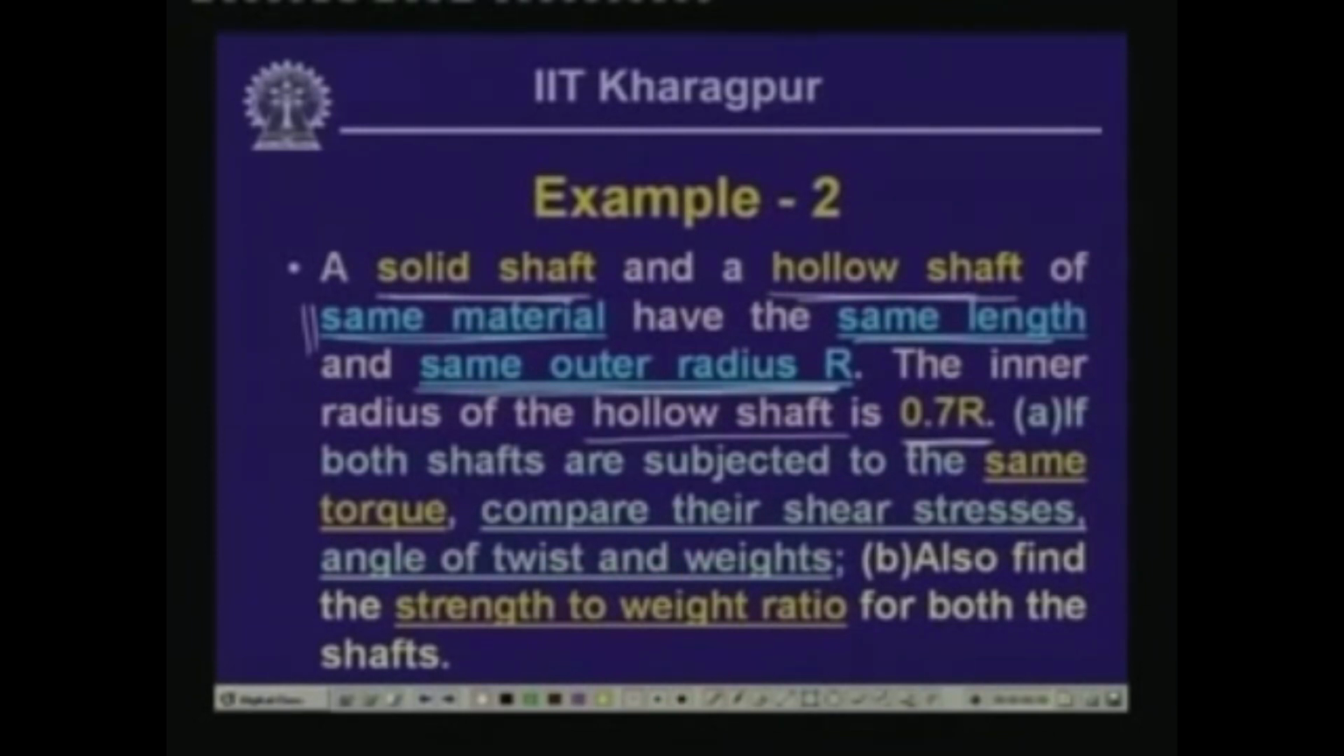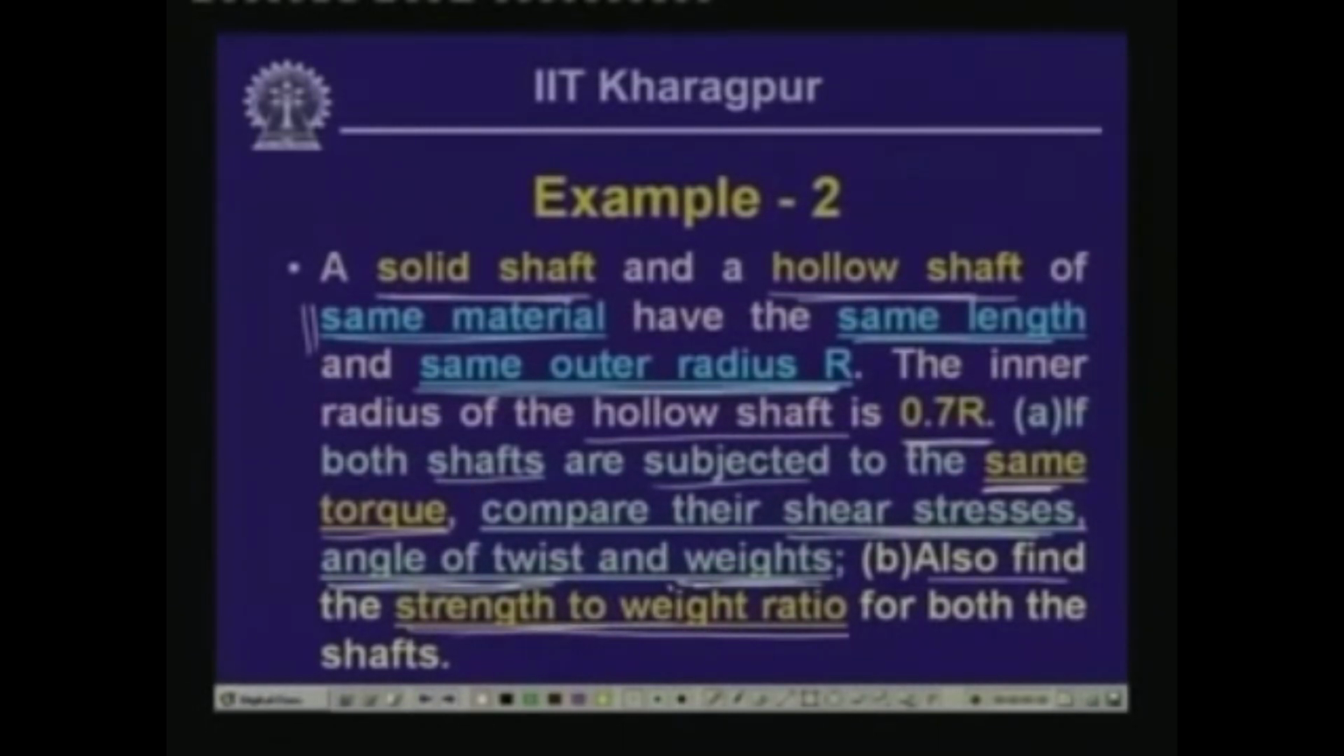Now, if both the hollow and the solid shafts are subjected to the same torque, then compare their shear stresses, the angle of twist and weights. So, three aspects are to be compared: the shear stress, the angle of twist and the weight, and subsequently we will have to find out the strength to weight ratio for both the shafts. Now, this is one important aspect, to find out the strength to weight ratio.